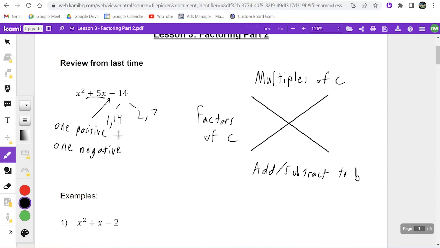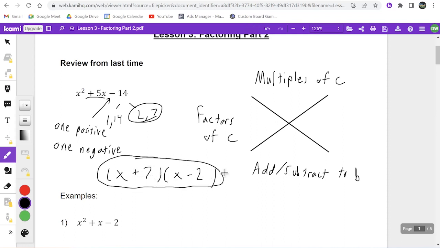If I do 1 minus 14, that's negative 13, so no. And 2 minus 7 is negative 5, or if I do the opposite, 7 minus 2, that gets me the positive 5. So what I'm saying is, if I set up my factors like this, and then I fill in the blanks, the blanks are going to be plus 7 and minus 2, because that's what's going to get me to the positive 5 in the middle.